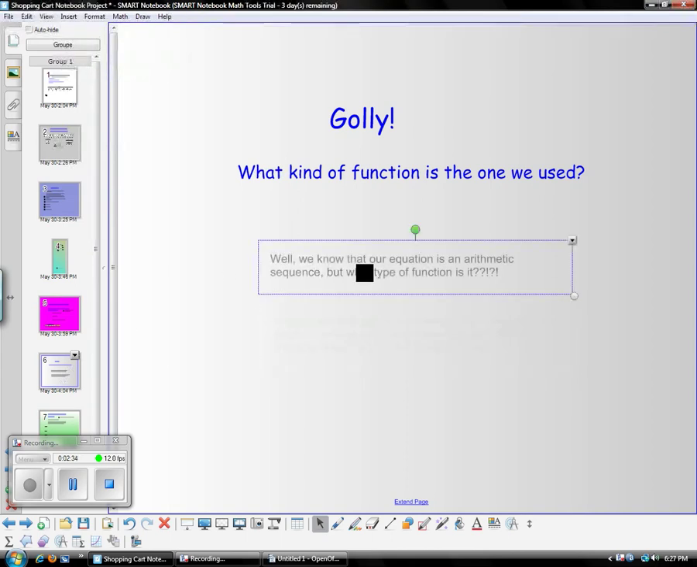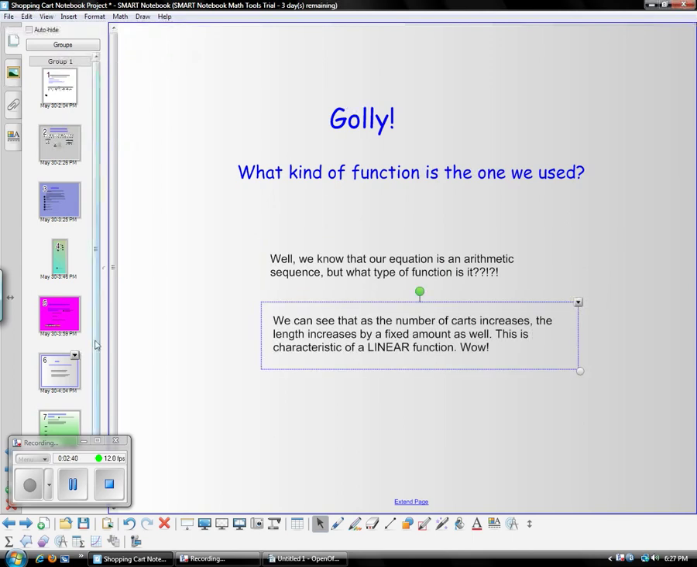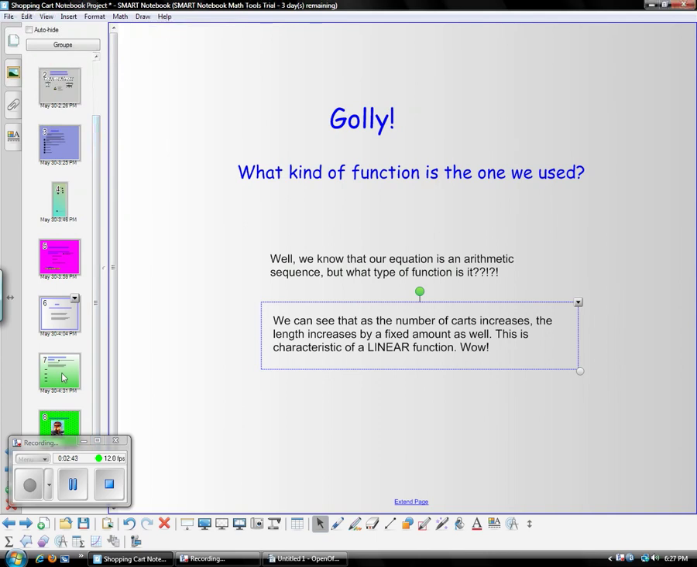What kind of function is the function we just used? Well, we know that our equation is an arithmetic sequence, but what kind of function is it? We can see that as the number of carts increases, the length increases by a fixed amount as well. This is the characteristic of a linear function.